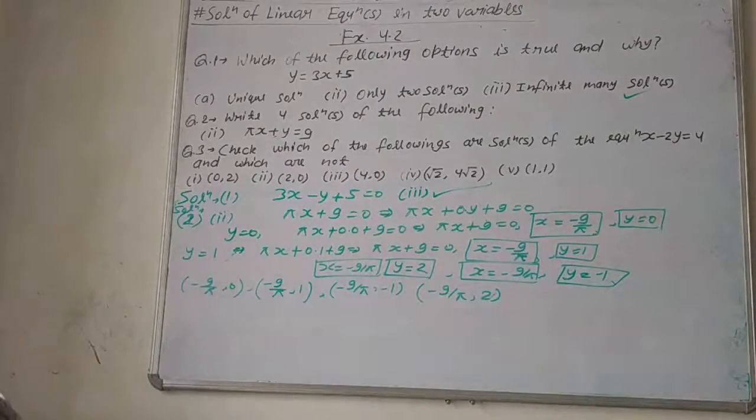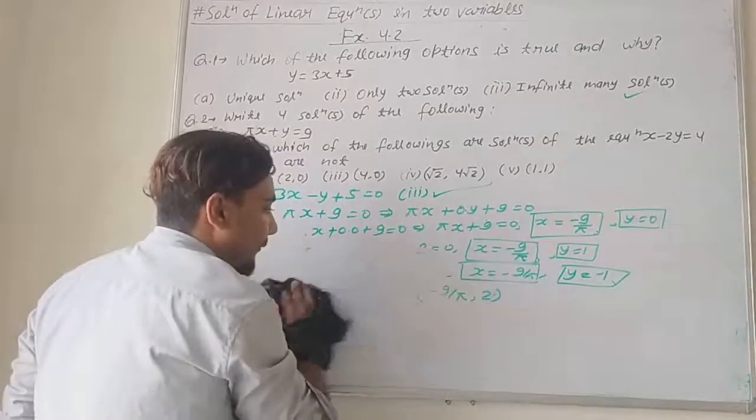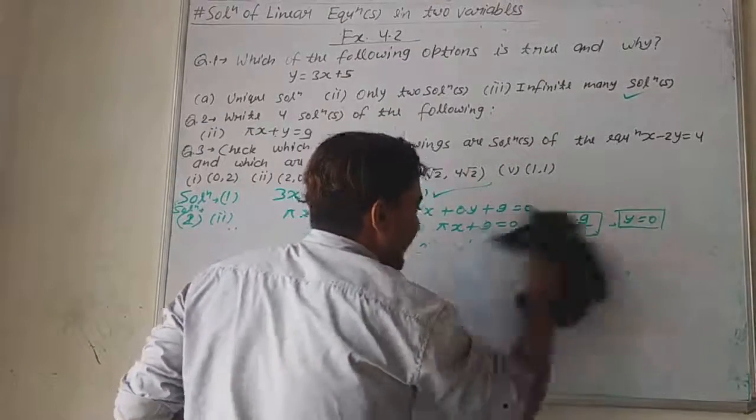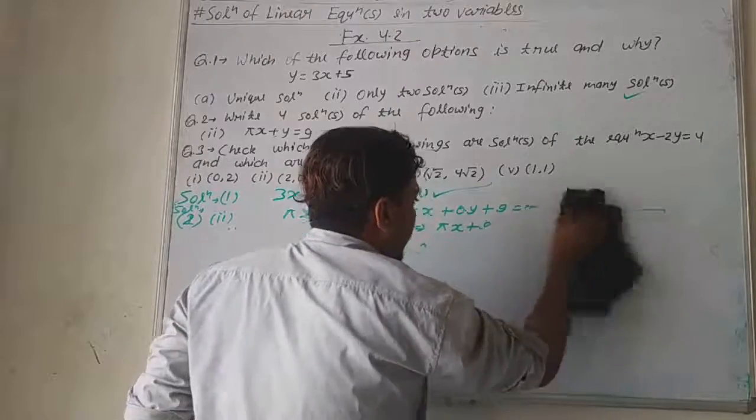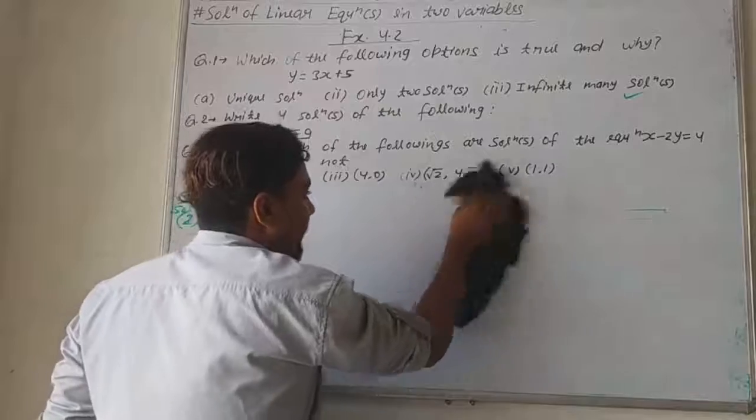Now we do question number 3. All questions are very simple. If we go thoroughly through the theory part from the book and the examples from the book, the exercise becomes very easy.